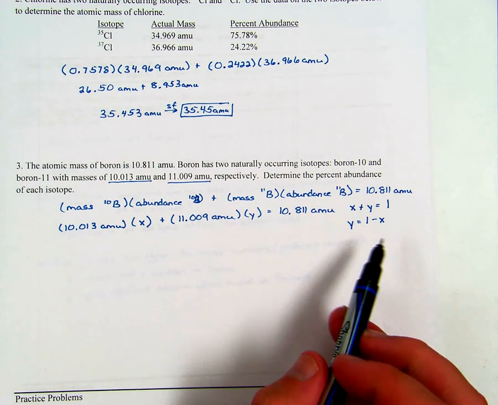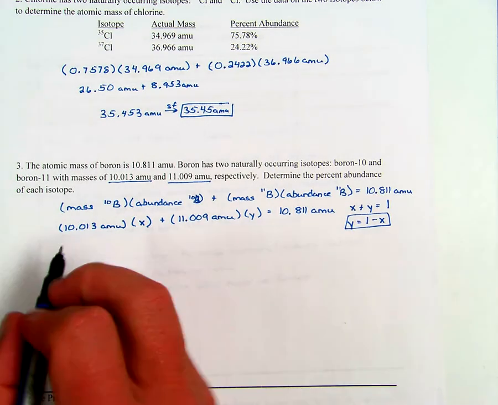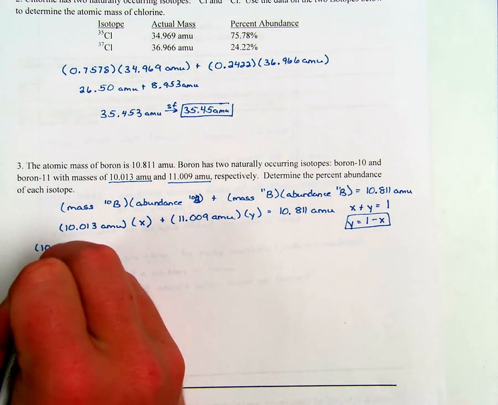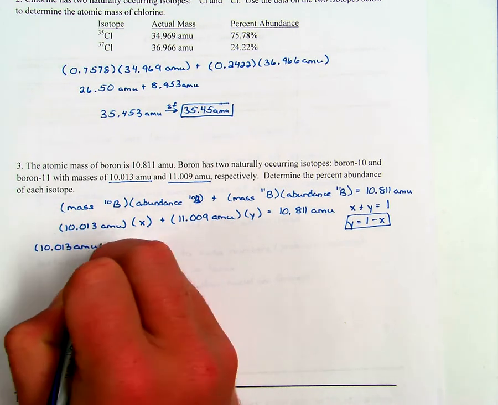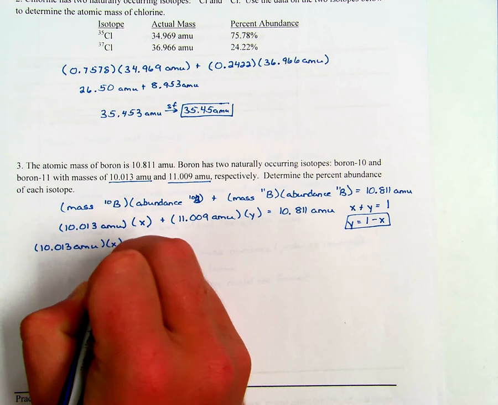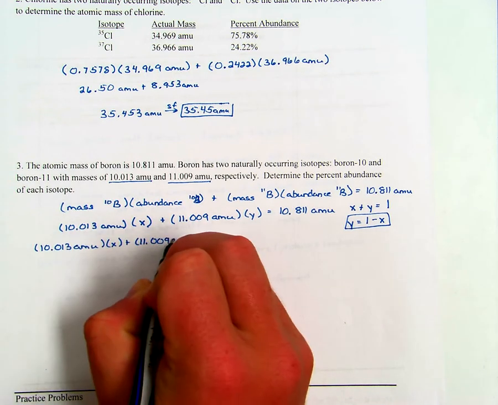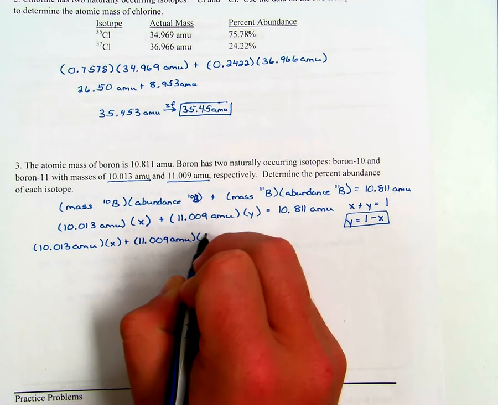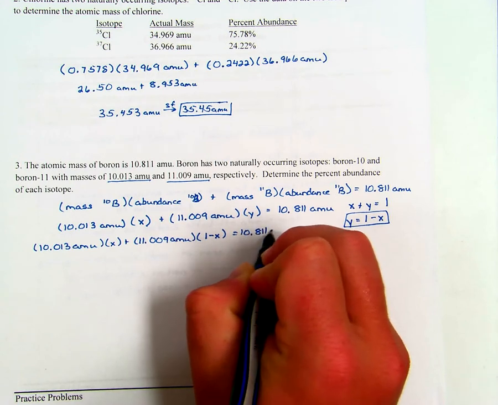So just rewriting this equation with that substitution, we have 10.013 AMUs times x plus 11.009 AMUs times y, but that is now 1 minus x, equals 10.811 AMUs. From here, it's simply the algebra that you guys have learned how to do.